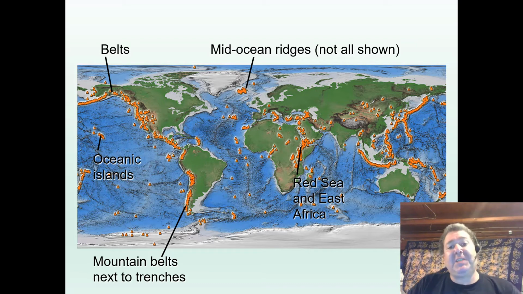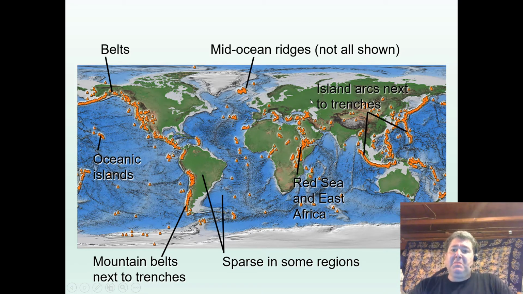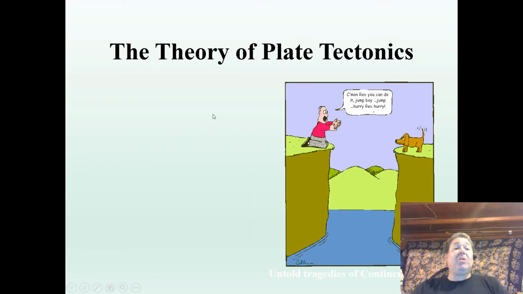The Red Sea in East Africa, an interesting place there. Volcanoes are sparse in some regions, noticeably the same regions where earthquakes tend to be sparse. They're in island arcs next to trenches as well. So this leads us to the idea that maybe the locations of volcanoes and earthquakes are related somehow. And the way we explain their relationship now is the modern theory of plate tectonics.